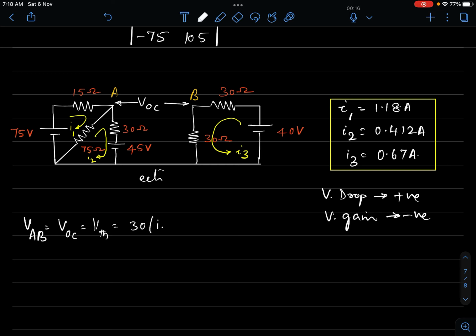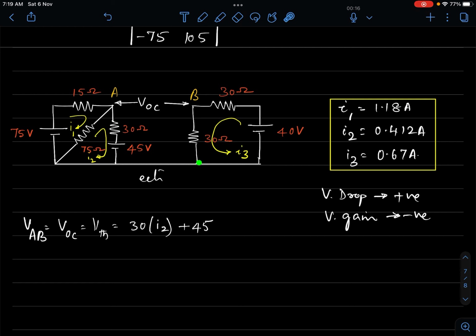This 30 into I2 is the drop in potential, resistance into current, R into I, okay? Resistance of 30 ohms, I2 is the current. Now I hit the source, which is 45 volt potential difference. So I am going from top to bottom, hitting the positive sign, that is positive to negative drop, and that would be plus 45.